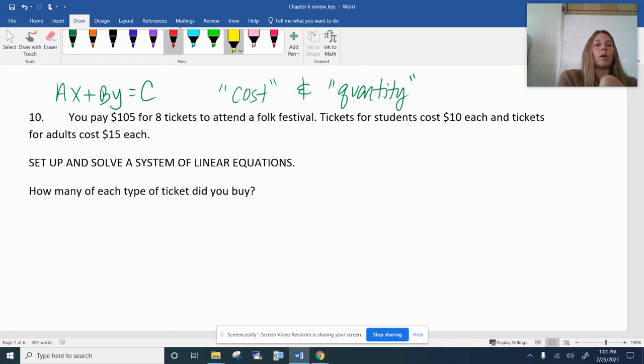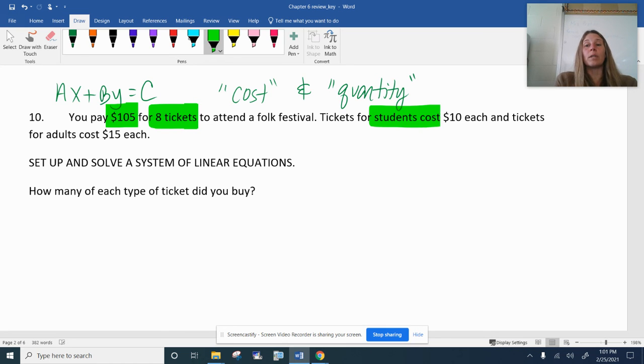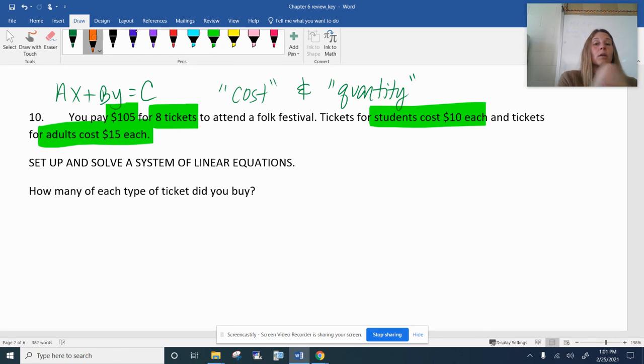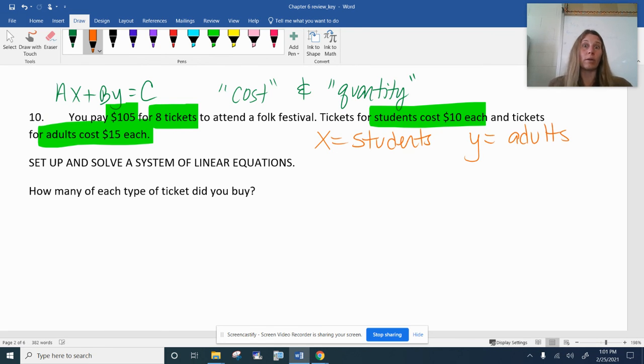So here we have you pay $105 for 8 tickets to attend a festival. Student tickets are $10 each and adults are $15 each, right? So in this situation, your X and your Y are going to be representing the two groups that are both combining together to get something. So we have students and we have adults. And it doesn't matter which variable you give which one, as long as you know what one you assign to each. So when we do these, we want to have two equations. So first, we might have the quantity equation, and then we'll have our cost equation.